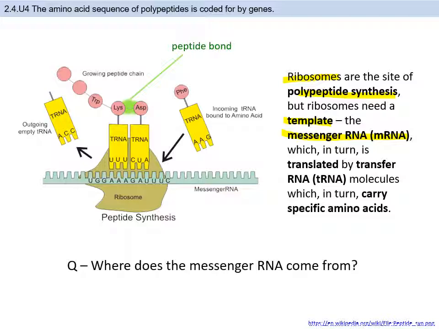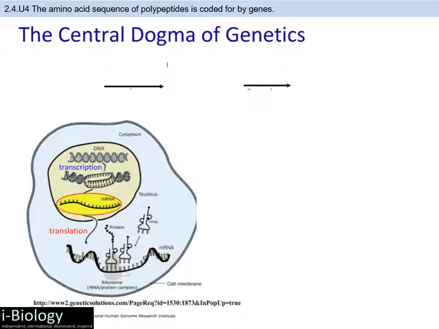So then, where does this mRNA come from? Now we're going to talk a little bit about what we call the central dogma of genetics, or really the central dogma of biology. And that's based around these core principles.